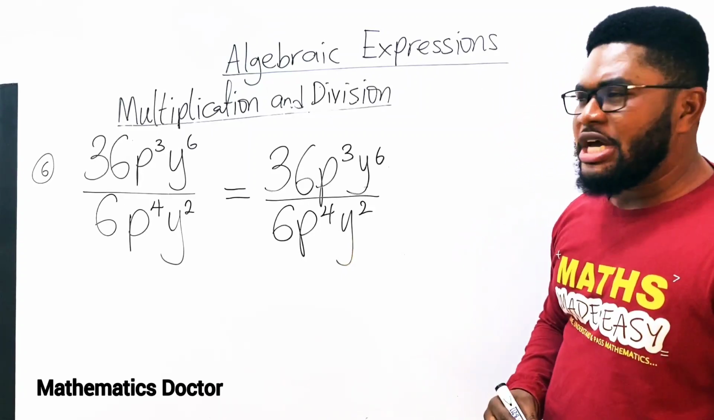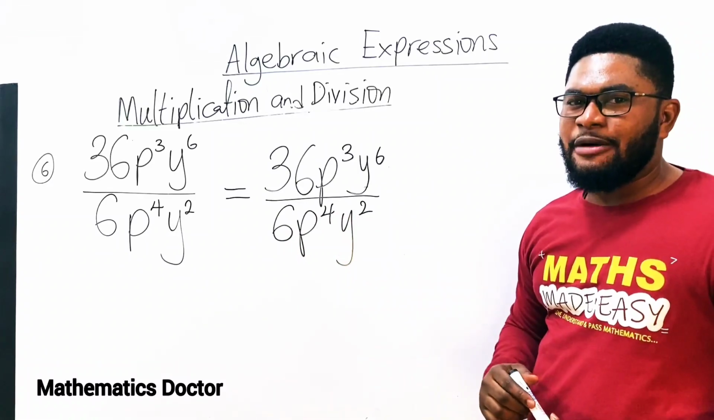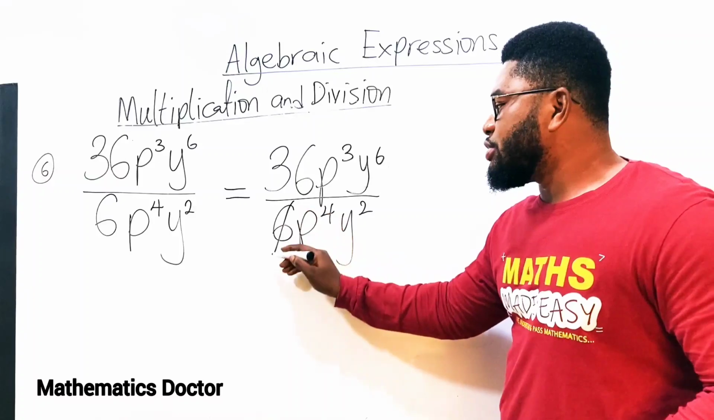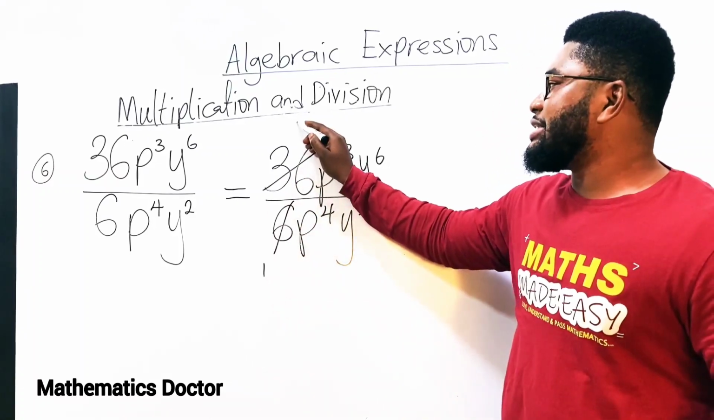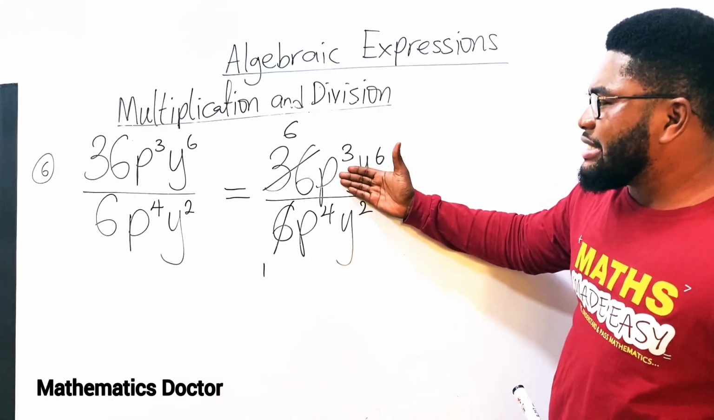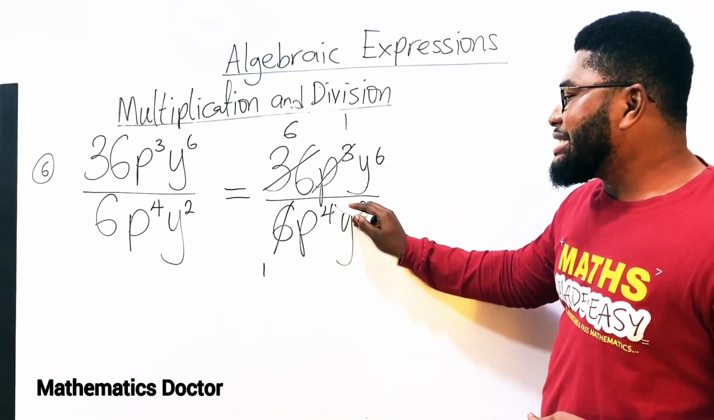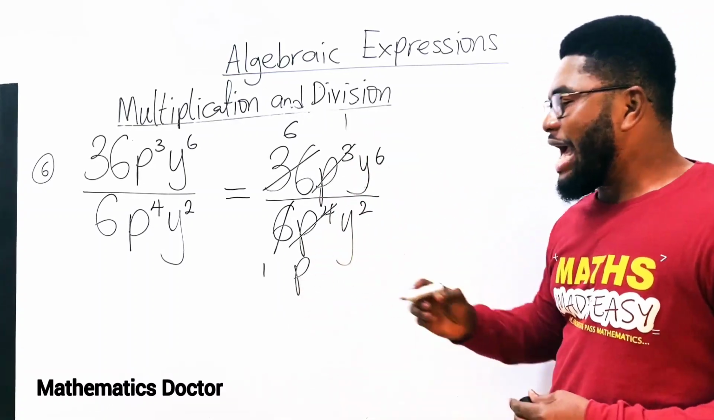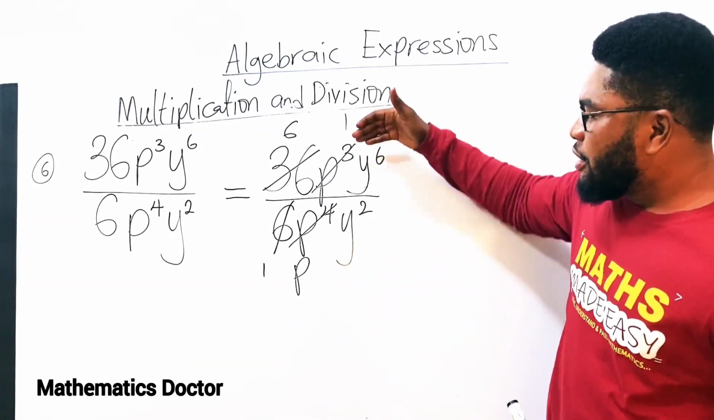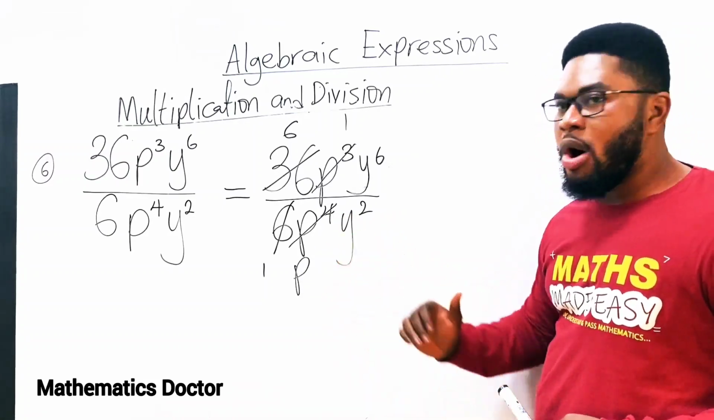Now checking the coefficient, I have the coefficient of 36 at the numerator and 6 at the denominator. Obviously 6 is the least one, so 6 goes into itself 1 and goes into 36 6. Let's check the variable p. The least power is at the numerator, so p raised to the power 3 will cancel itself 1 and cancel p raised to the power 4 p. Why? As we said, when the variables are divided, you subtract their powers. So the power 3 subtracted from power 4 gives us power 1, so p power 1.